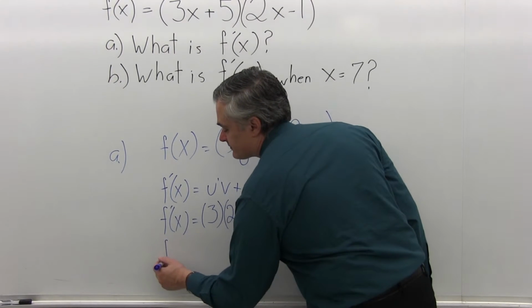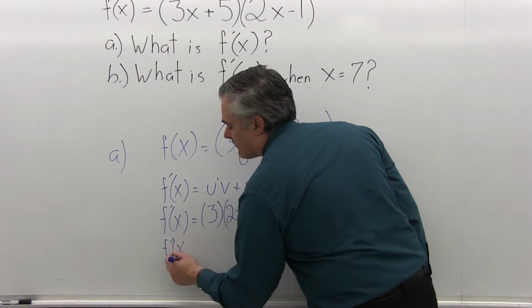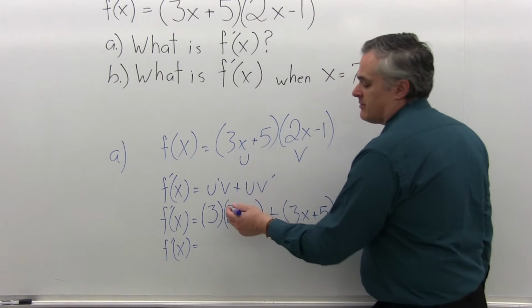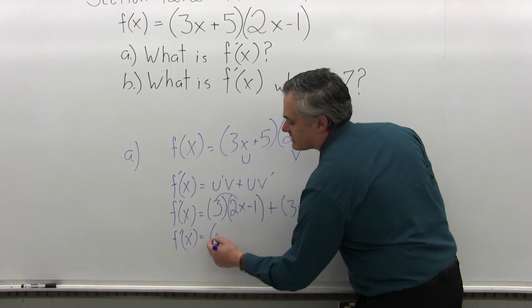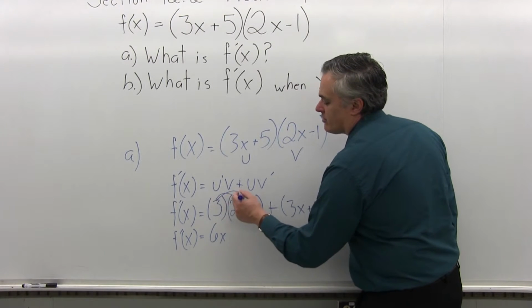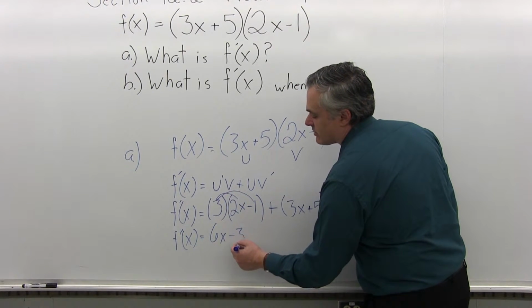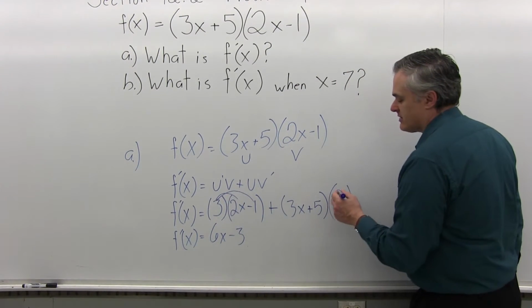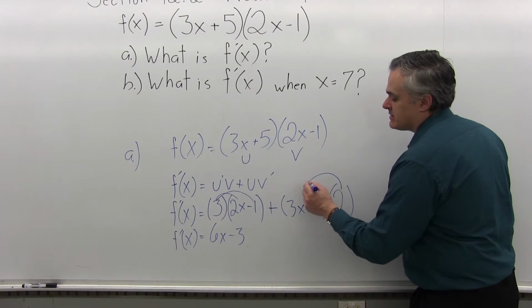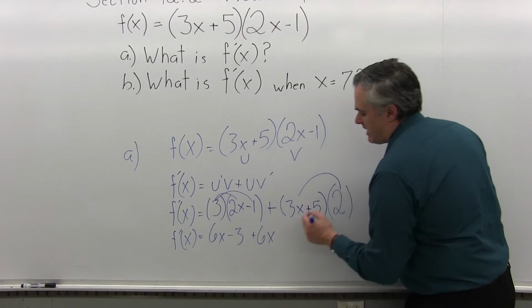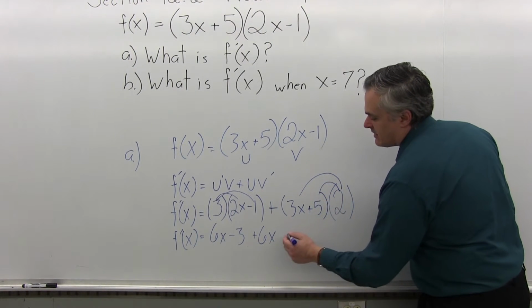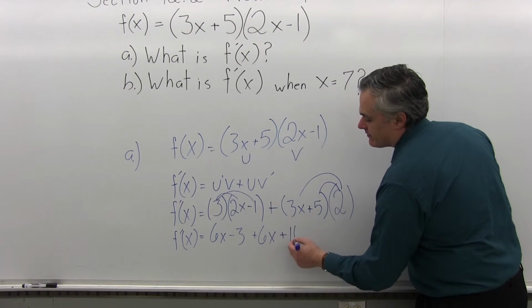So f prime of x equals, let me clear the first set of parentheses here. 3 times 2x is 6x. And then 3 times negative 1 is minus 3. And I can clear the other set of parentheses too. 2 times 3x, that's going to be 6x. And then 2 times 5 will be 10.